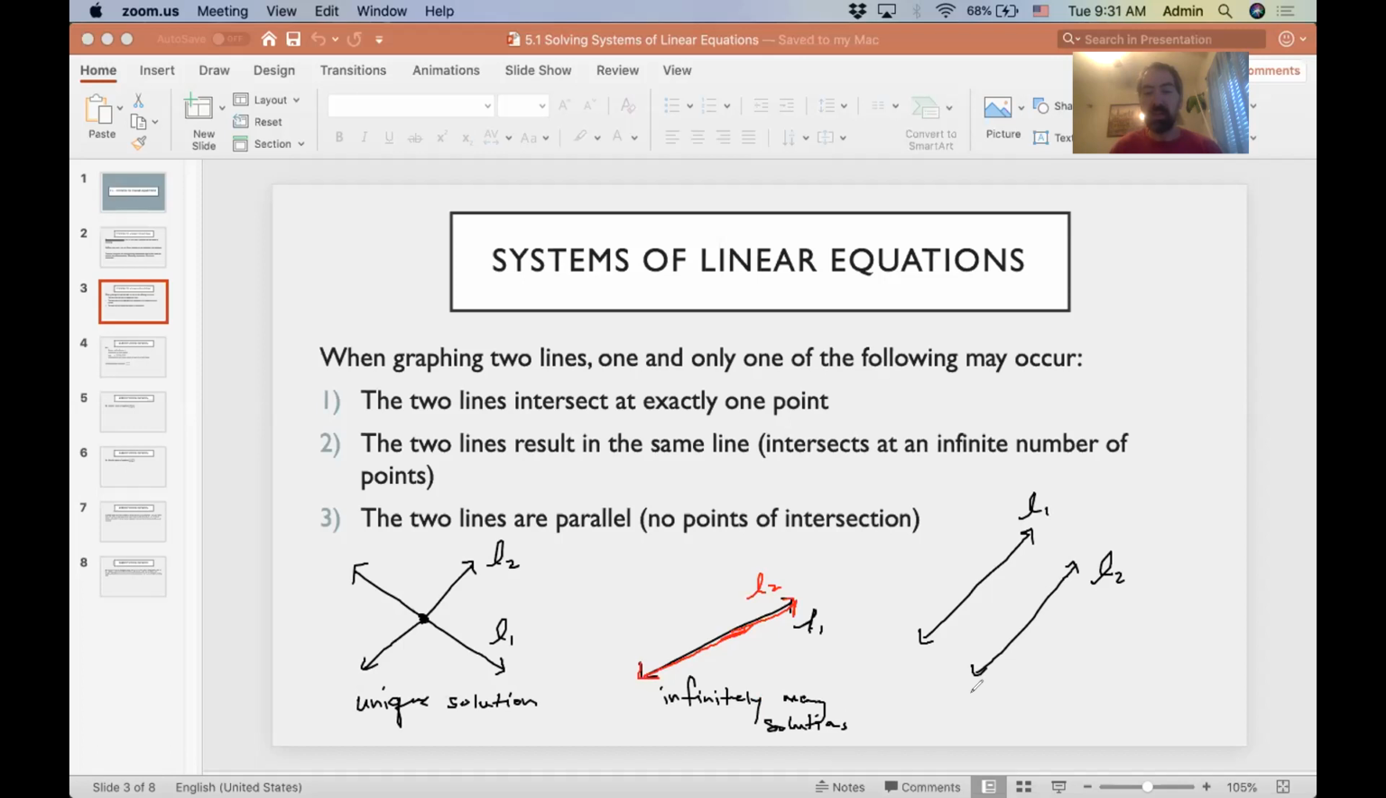In that third case, we have no solution. Now, these are the only three possibilities that we can have when solving a system of linear equations. We can have exactly one solution, or infinitely many solutions, or no solutions, right? Note here that there's no way we could get two solutions or three solutions. It's either 1, 0, or infinitely many.